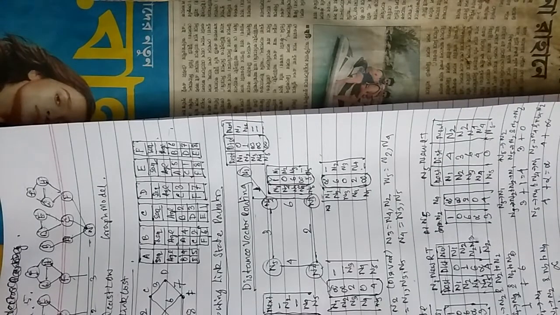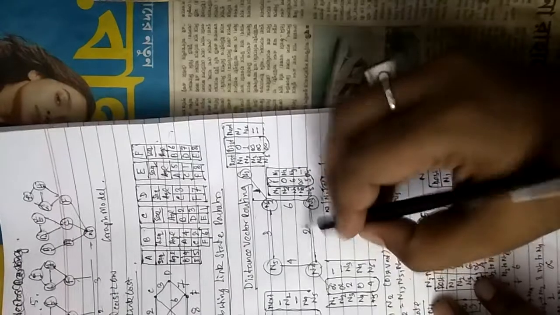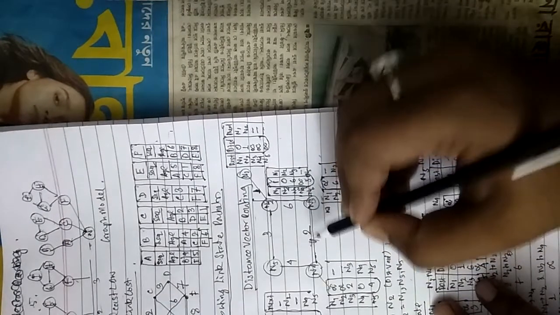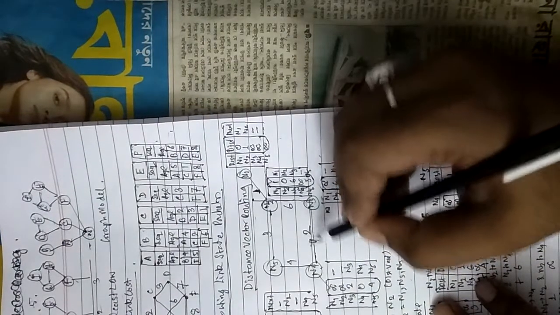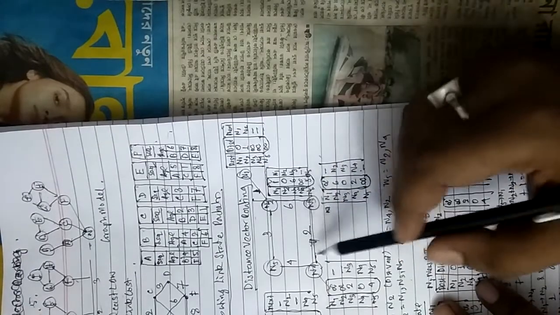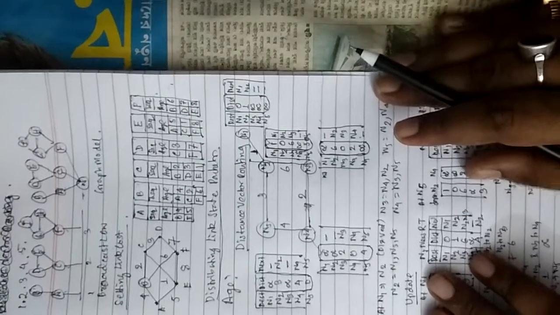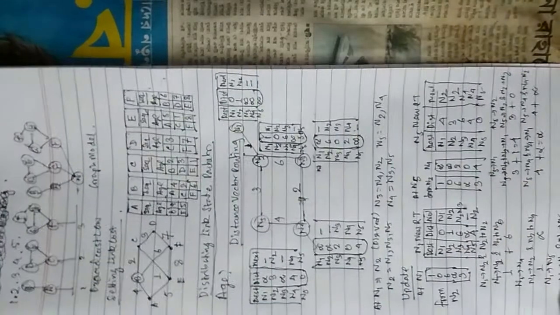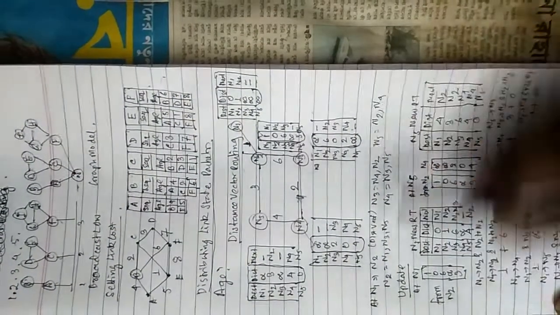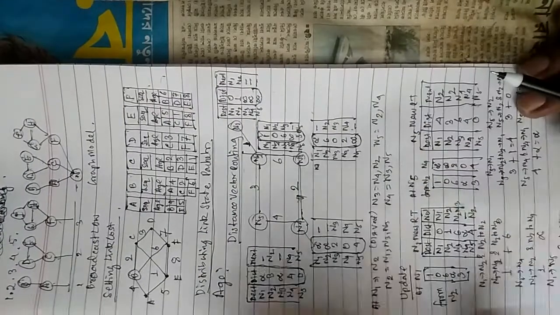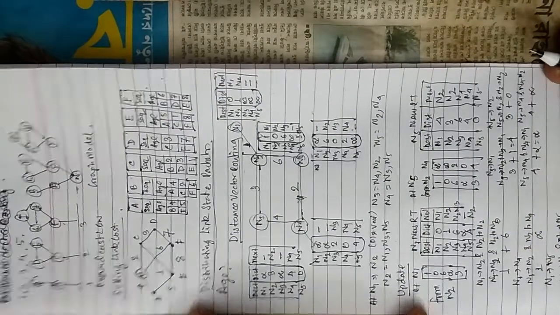But it is not always stable. If any change happens, suppose this link has been corrupted or something has become defunct, in that case this information will again be shared with all the other routing tables. In this way you will calculate the distance vector routing. Okay, thanks.